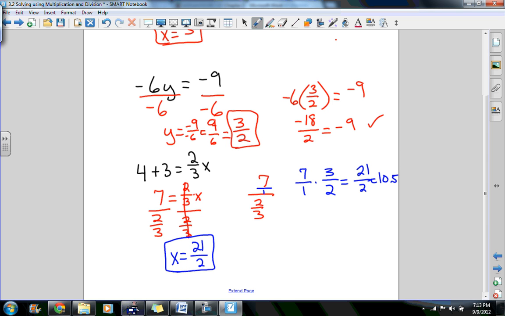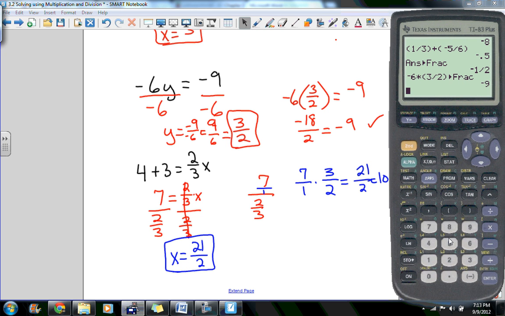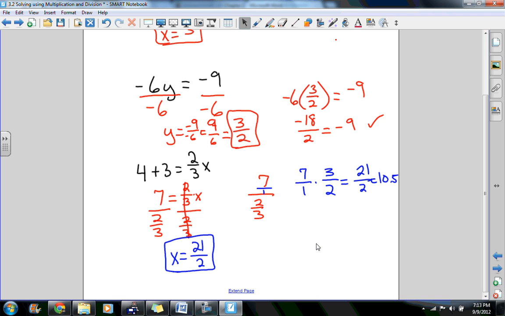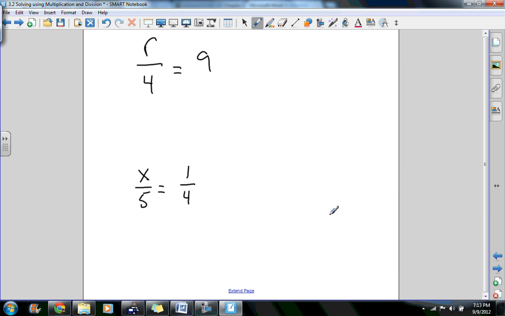To check my answer, I'm going to use the calculator, definitely. I'm going to go 2 divided by 3 times 21 divided by 2. And I want this to equal 7. And it does. So I checked it. Okay.